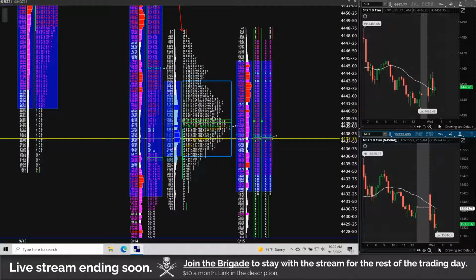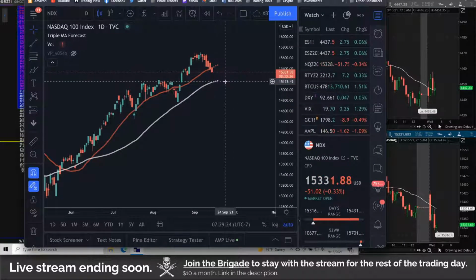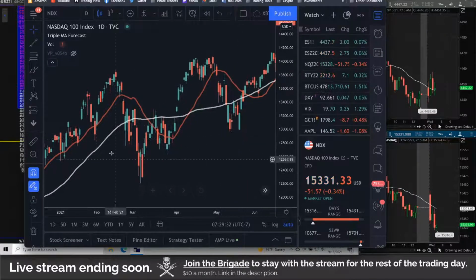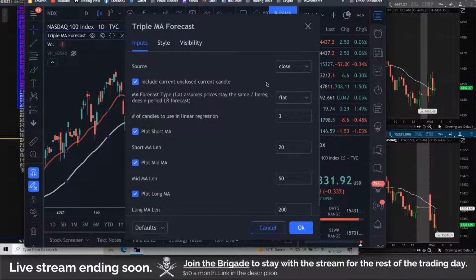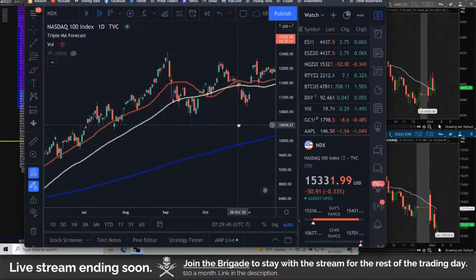NQ still has room to run down to its 50. Oh, yeah. On the NDX, it's got a long way to go. Its 50 is also not as reliable as the ES. Well, the problem is the volatility on this is always a bit crazy. The NQ is just a lot more volatile than the ES.